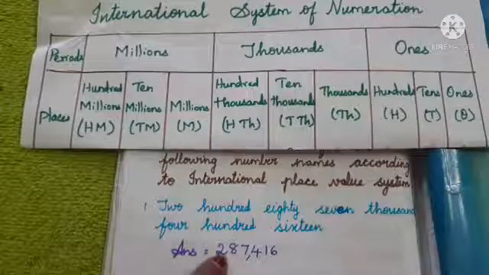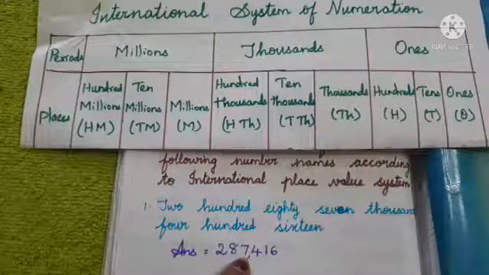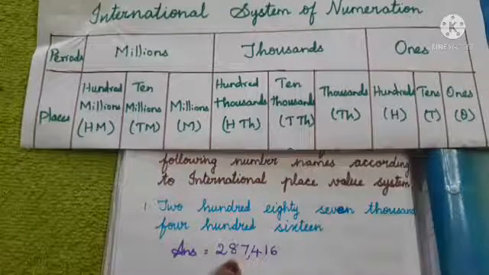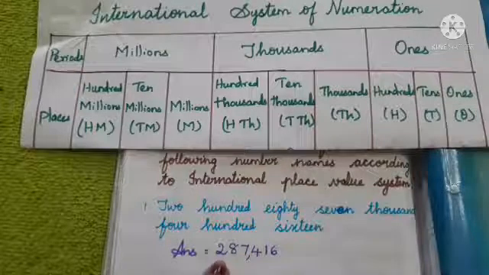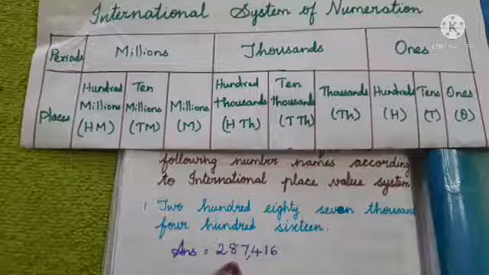Next 3 numbers will come under the 1000 period. Isn't it? So here, 7,000, 8,000, 10,000 to 100,000. Okay, so these 3 numbers will come under the 1000 period. Okay, have you understood this?